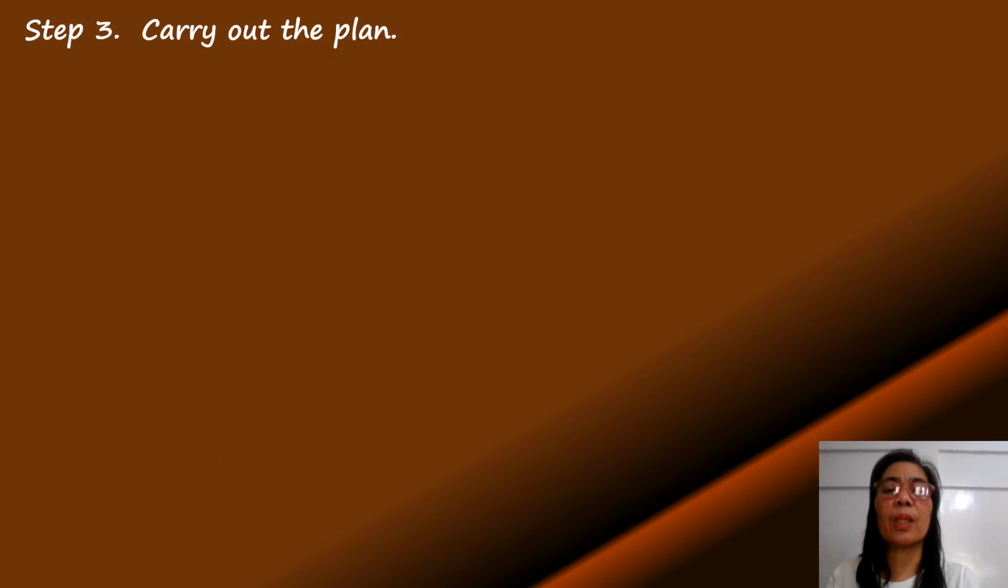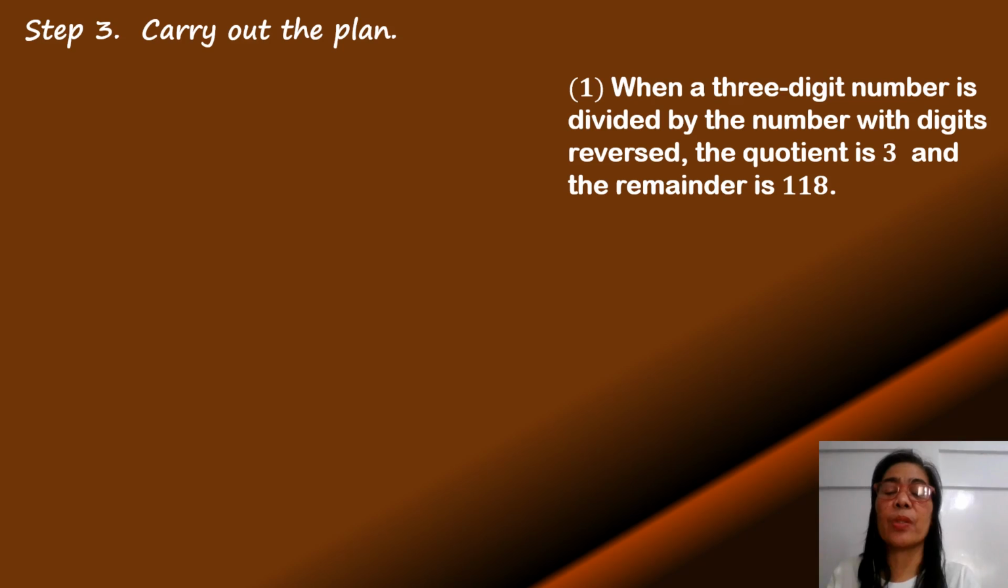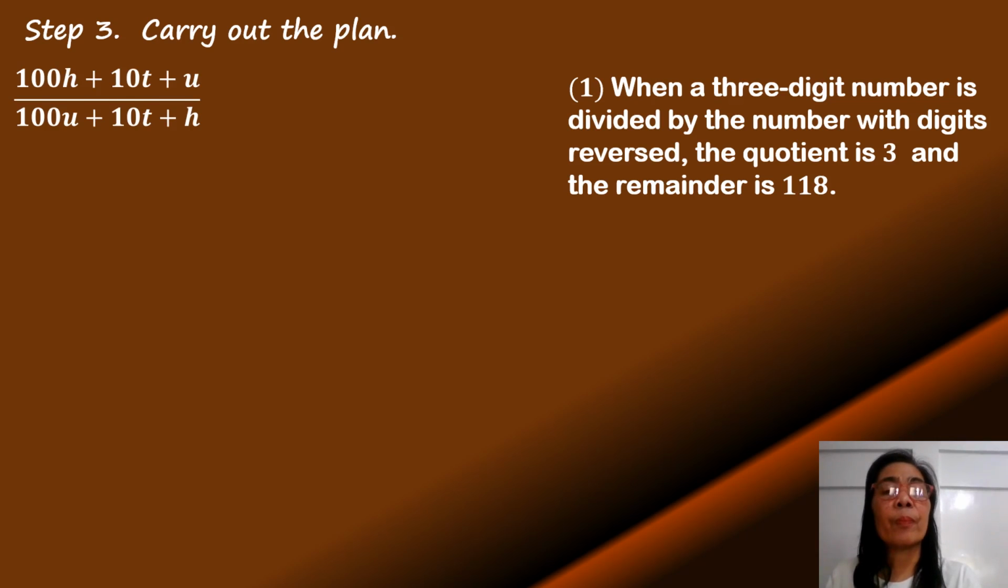We now continue our solution with carrying out our plan. So in here, we are going to write the equations based on the given conditions. The first condition is when the 3-digit number is divided by the number with digits reversed, the quotient is 3 and the remainder is 118. So this is our 3-digit number and this is the digits reversed. So when the original 3-digit number is divided by the number with its digits reversed, the quotient is 3. So we write now the quotient as 3 plus the remainder, 118, divided by the same denominator.